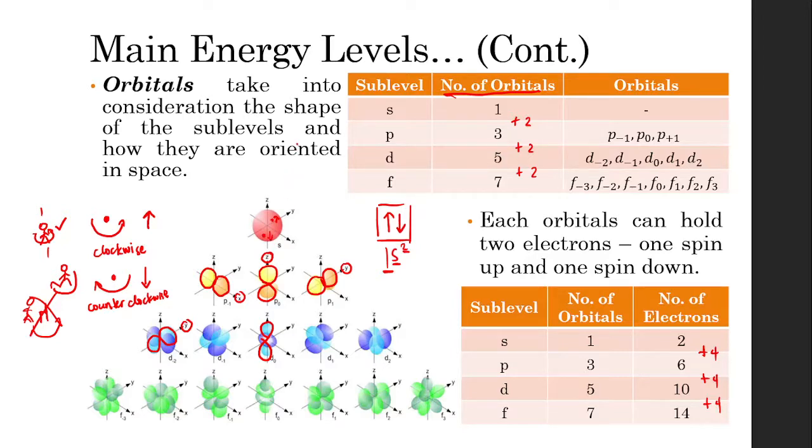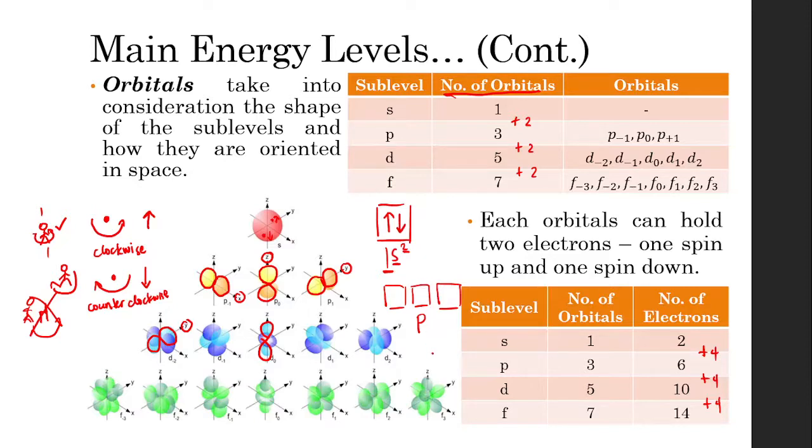But if you have p levels, for example, you will usually have about 3 boxes because you would have 3 orbitals. And when you are filling these orbitals with electrons, according to one of the rules, you will have to fill all of the orbitals first before pairing.